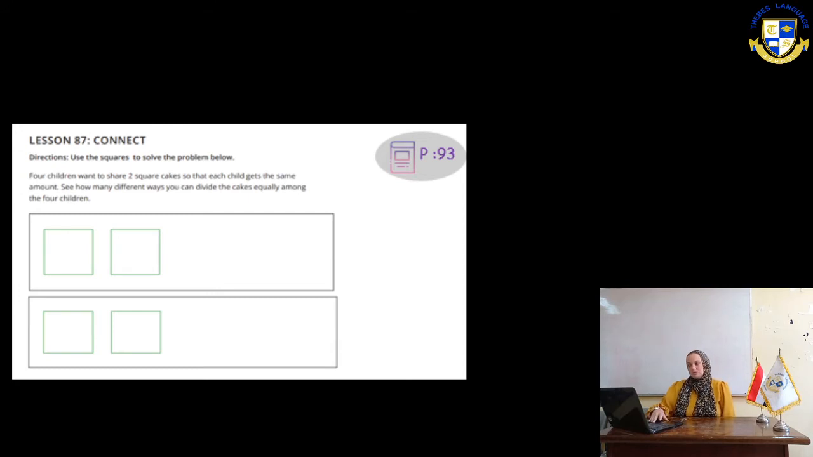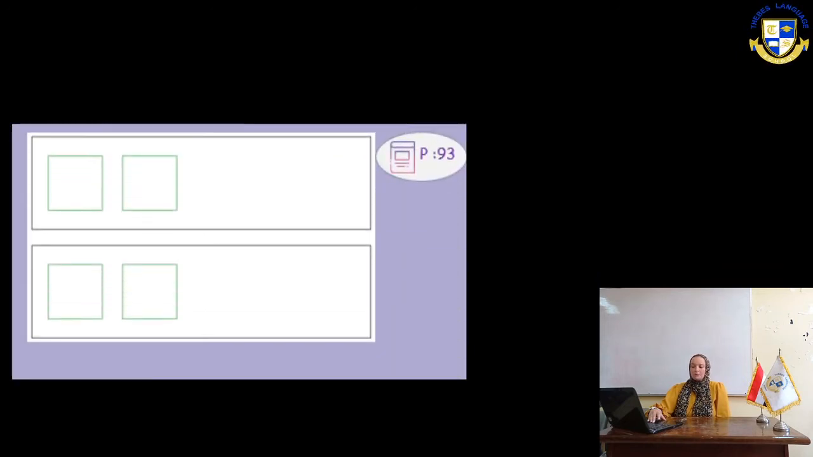In the next page, page 93 in the book, 4 children want to share 2 square cakes so that each child gets the same amount. See how many different ways you can divide the cakes equally among the 4 children. As you can see, here we cut it from the vertex to the vertex or from the side to the side. Now in the next page, we can do from the other vertex to this vertex or from up to down.